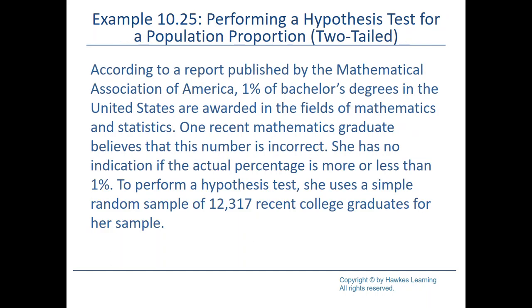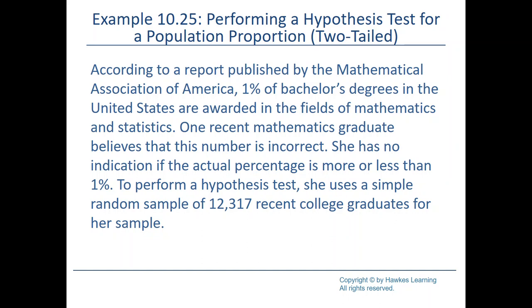Okay, let's try this again. And again, with any type of problem, it's always best if we can really look through and look for key things. So according to a report published by the Mathematical Association of America, the MAA, 1% of bachelor's degrees in the U.S. are awarded in the fields of mathematics and statistics. Now, one recent mathematics graduate believes that the number is incorrect. Now, there's no indication if the actual percentage is more or less. We just don't believe it's 1%.